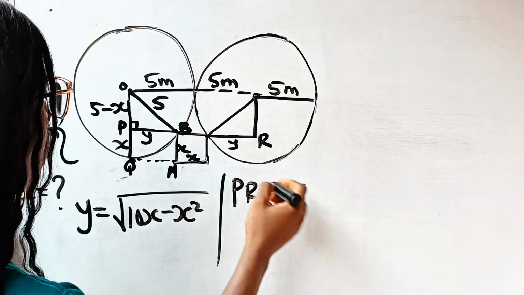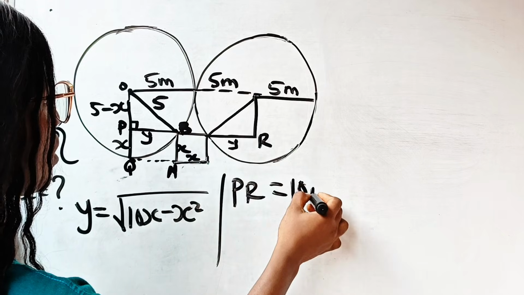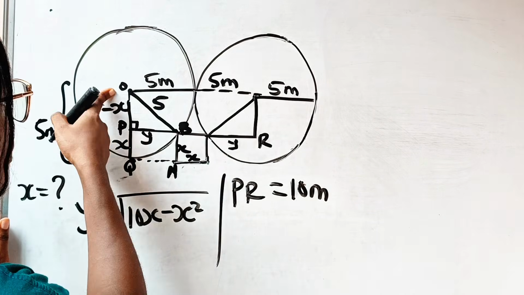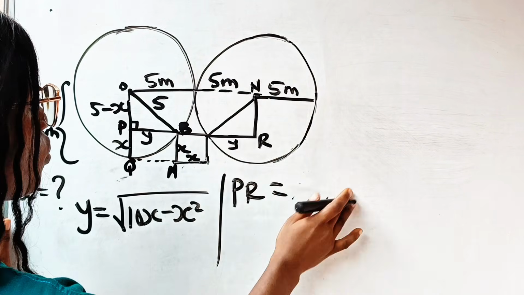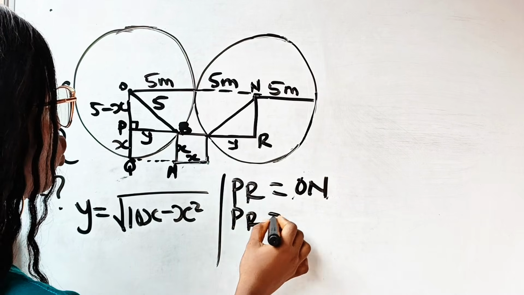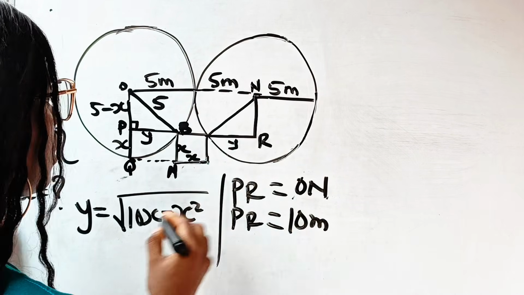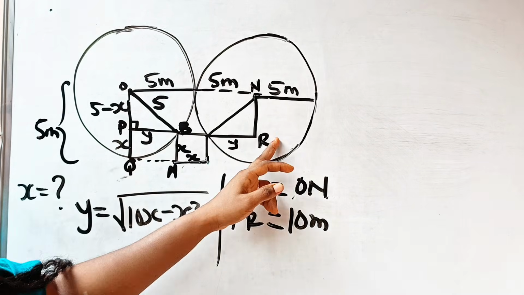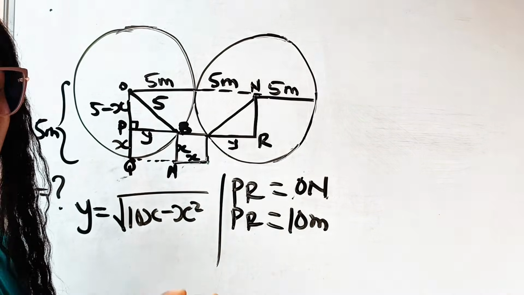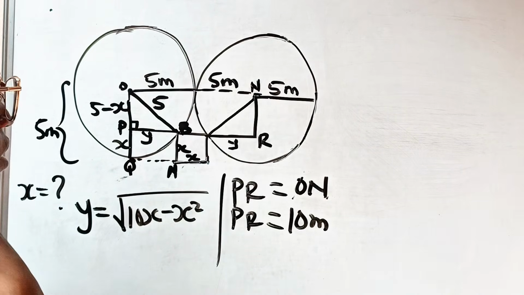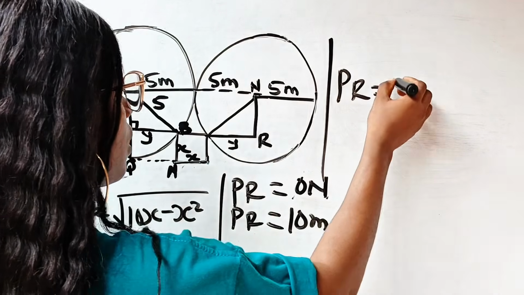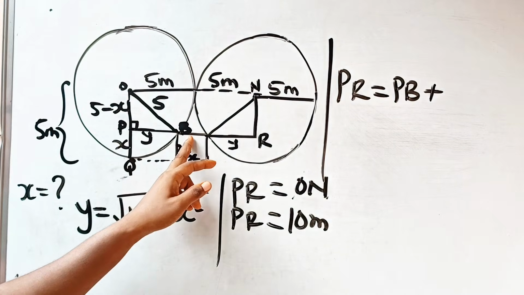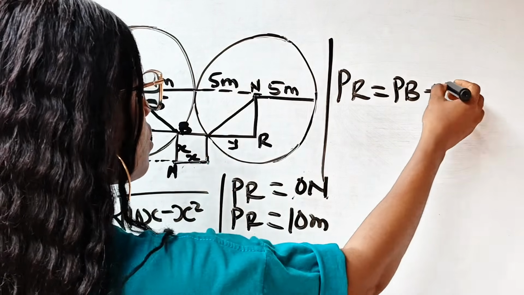Now PR will be equal to 5 plus 5, which is 10 meters. ON, PR should be equal to ON. So PR should be equal to 5 plus 5, which is 10 meters. All right. So since we have that here, we have an equation that will form right now. So forming this equation, we have that PR is equal to PB plus B to this point, which is our x, right?